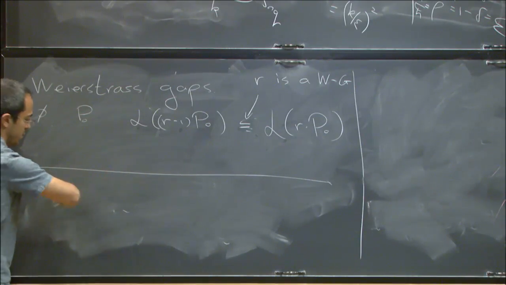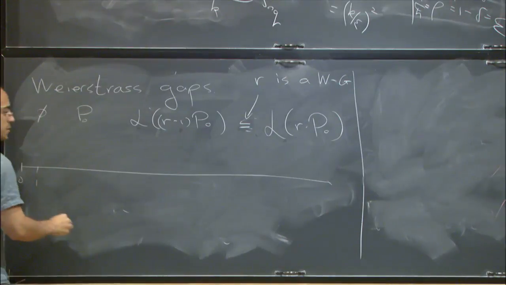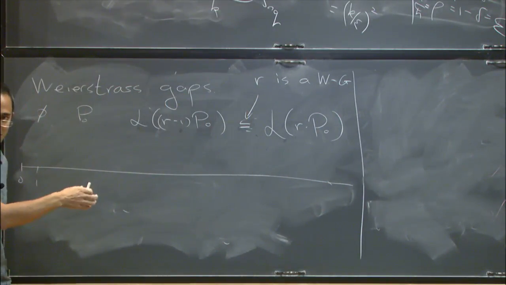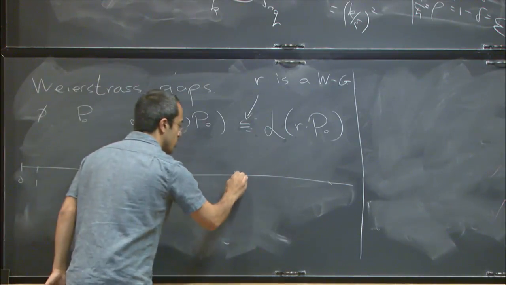Okay, so let's see. Let me just write 0, 1, whatever. So what do we know? And this is going to be the second definition for a genus. This is the definition we like sometimes. So what we know is the following.